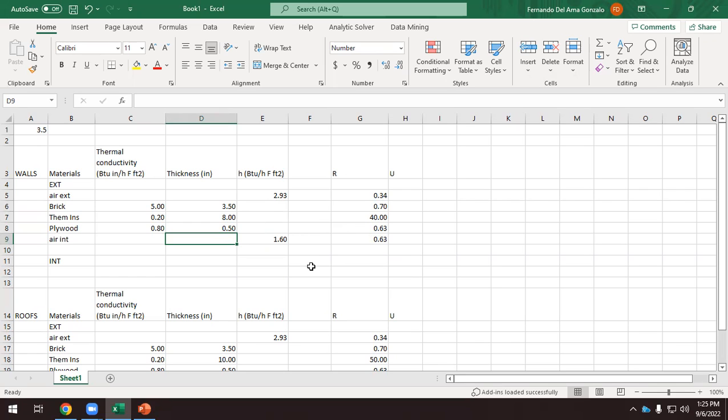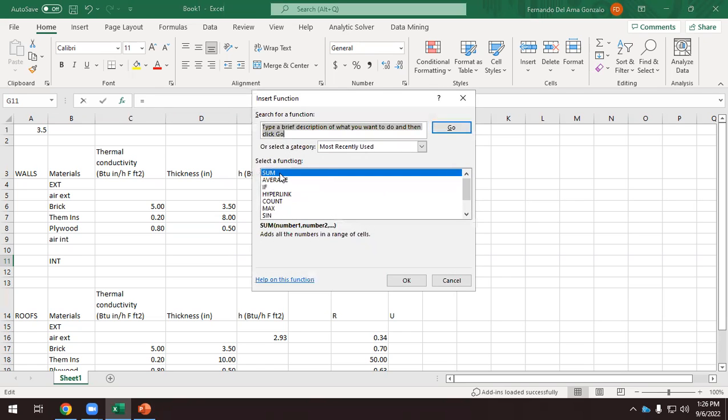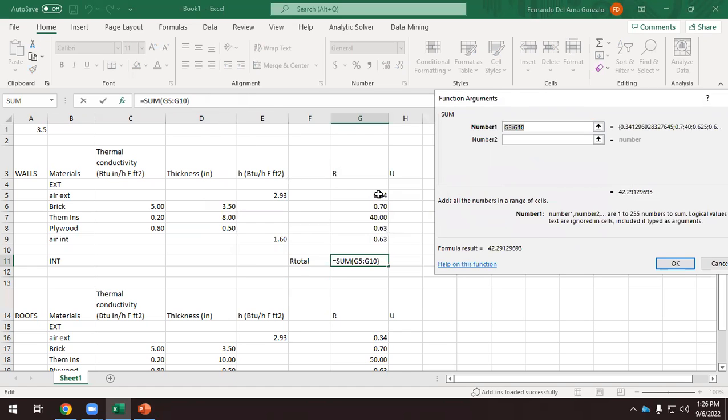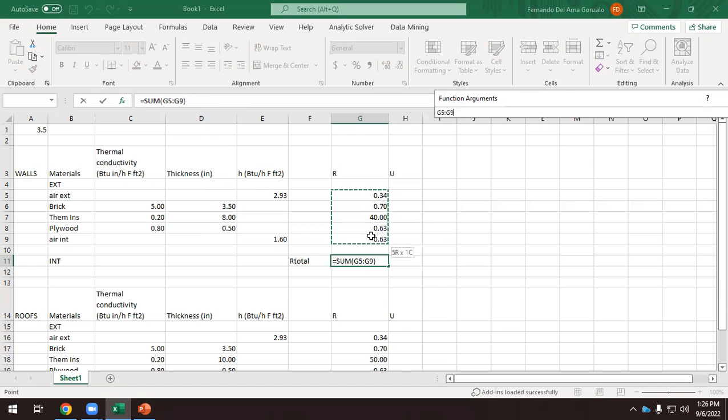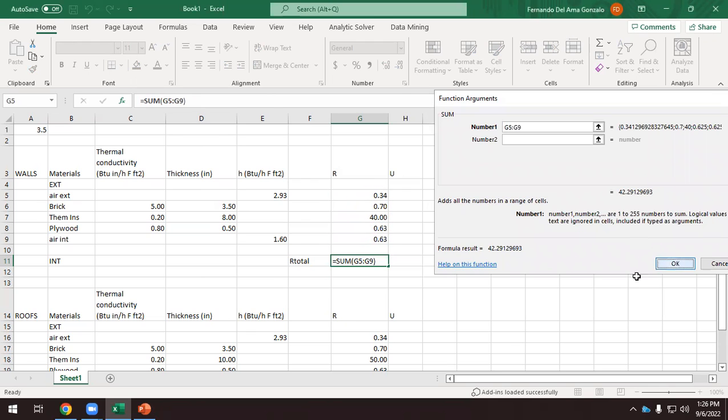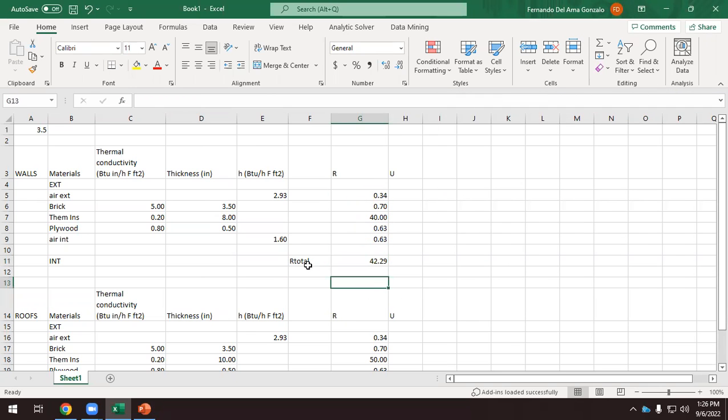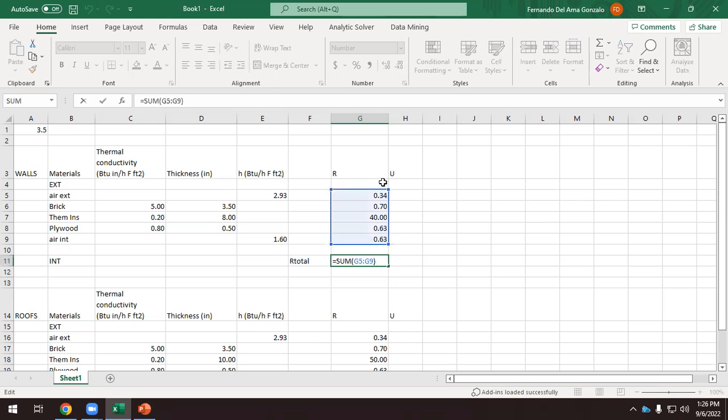What is the total thermal resistance? If I want to calculate the total thermal resistance here, what do I have to do? I have to select this cell, and now I can apply this. I insert function, and the sum is the first. I click OK. And if you select all the cells that you want to add up and click OK, here you have the total thermal resistance. You double click here, and these are all the cells that we're adding up.